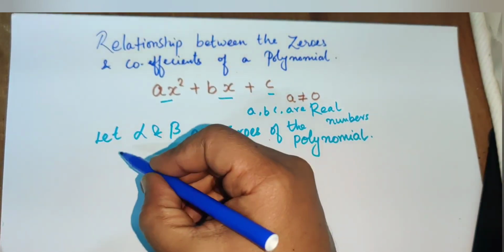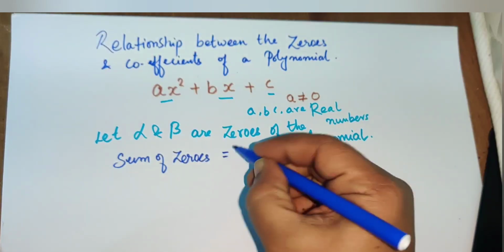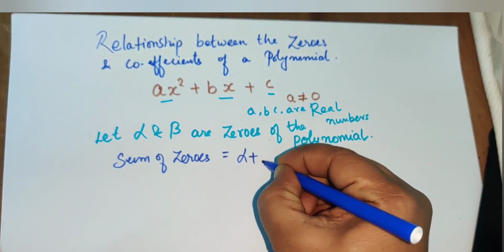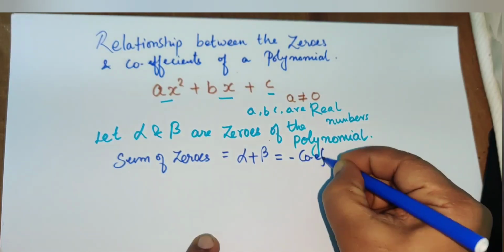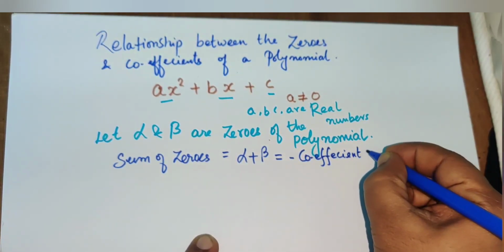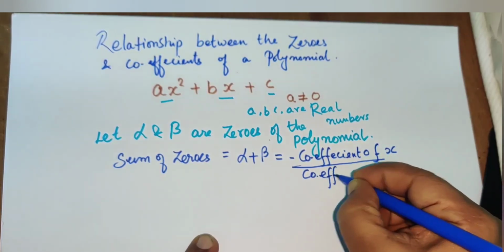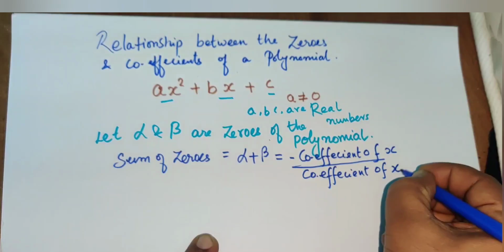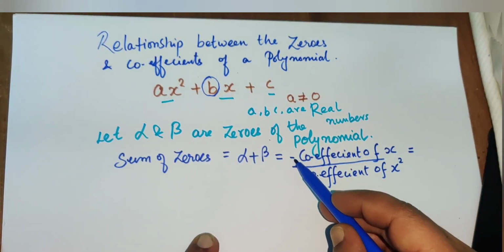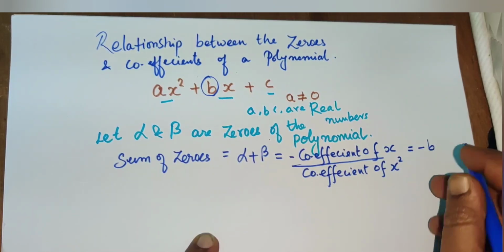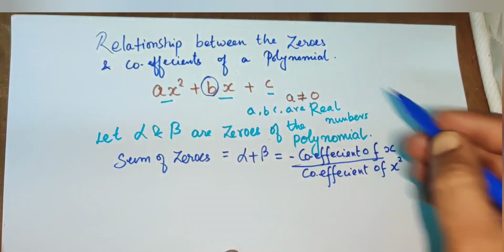Okay, and we know the sum of the zeros. Since we have taken alpha and beta as the zeros of the polynomial, the sum alpha plus beta is equal to minus coefficient of x divided by coefficient of x square. This is a very important result. The coefficient of x is b, and with the minus in the formula, it is minus b, divided by the coefficient of x square, which is a. So minus b by a.